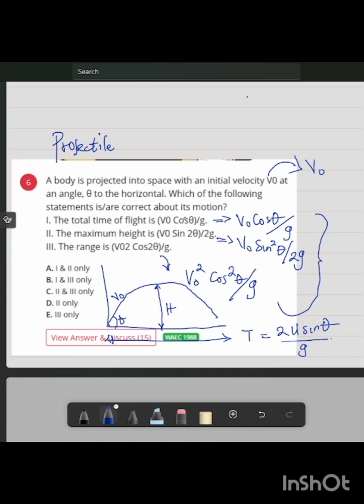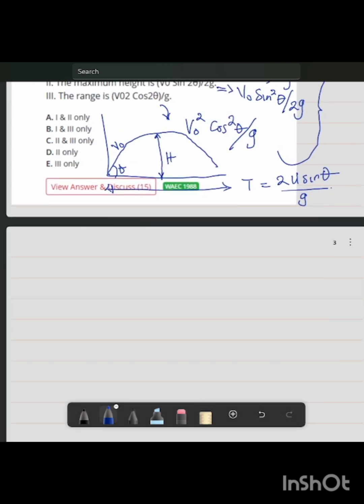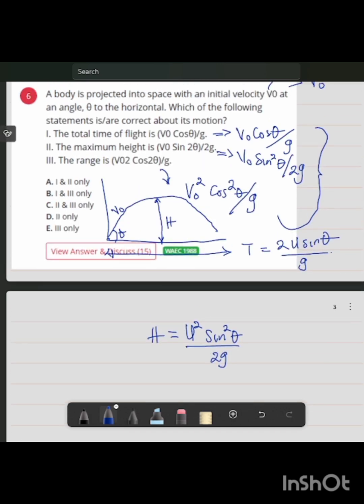That is not what we have seen in the options here. And then the maximum height is given as h equals u square sine square theta all over 2g. If you want to understand this more, you might want to follow me. I might be doing a full explainer course on this topic. This also isn't the case for the options provided in the statement.